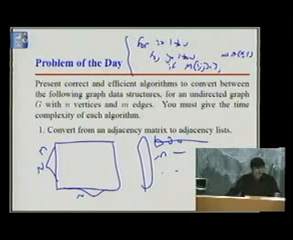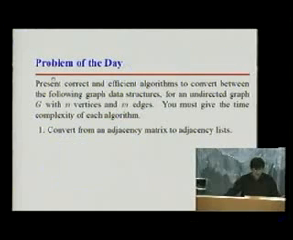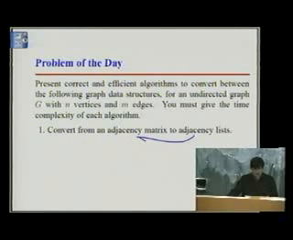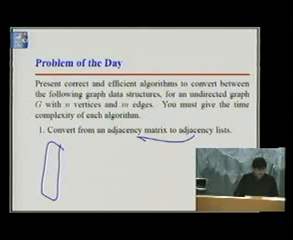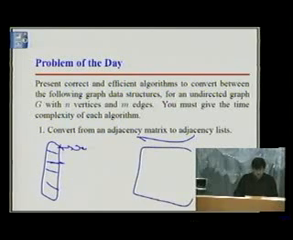Very good. What if I wanted to go back the other way? Let's just think about that for a second. Now let's suppose I want to go from an adjacency list to an adjacency matrix. How would I go about doing that? Here I've got a nice adjacency list, and I want to build an adjacency matrix for it. What would I do? Yes.